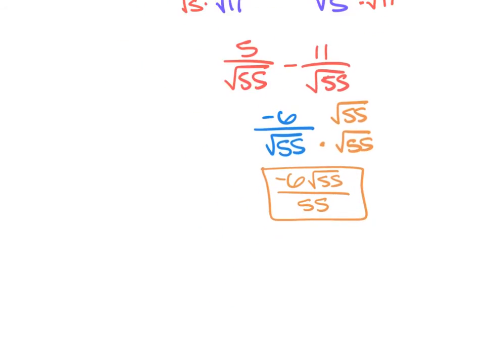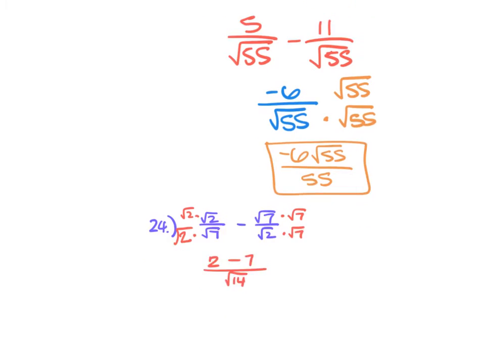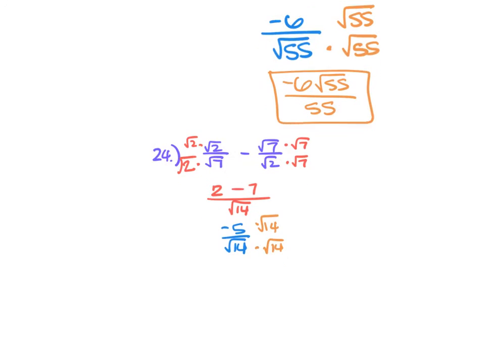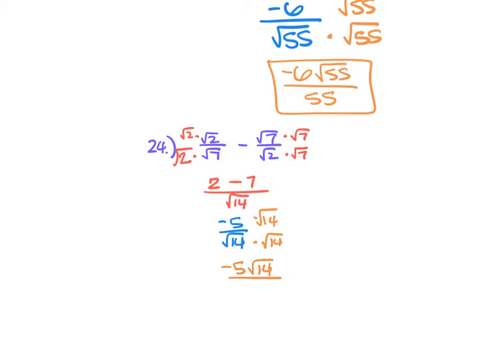For 24, we have the square root of 2 over 7, which is the square root of 2 over the square root of 7 minus the square root of 7 over the square root of 2. These common denominators, the square root of 14, so top and bottom, square root of 7, square root of 7, square root of 2, square root of 2. So this is going to be 2 minus 7 over the square root of 14. 2 minus 7 is negative 5, so negative 5 over the square root of 14. Multiply top and bottom by that square root of 14. So this is negative 5 square root 14 over 14.